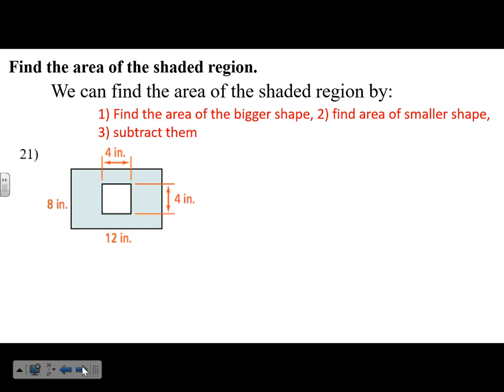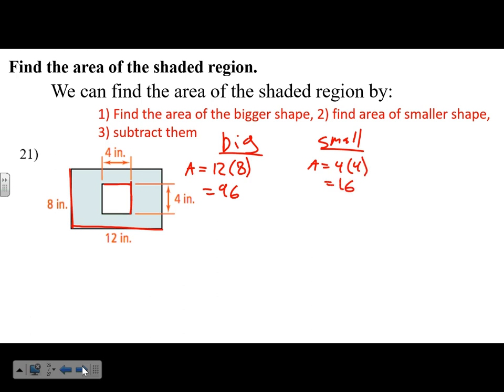So to stay organized, I like to do it this way. This is my big shape. The area of the big shape, it's just a rectangle, so it's 12 times 8. That's 96. Then the area of the small part is 4 and 4, so that's 16. So the big area is 96. That's the whole thing, including that hole. But then I want to subtract out that hole, which is 16. So 96 minus 16 is 80.